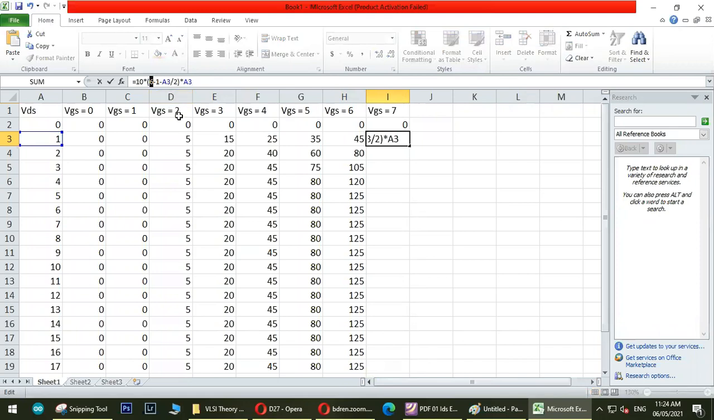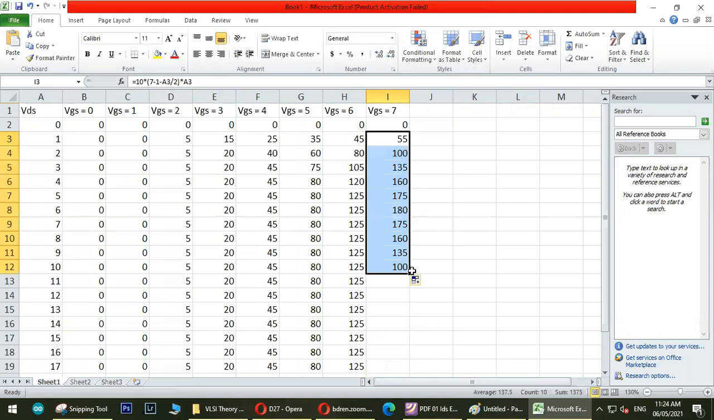This will be 7 because our VGS is equal to 7. Yeah, you can see it is increasing. At that point, it started to decay, right? So we will cut it there.